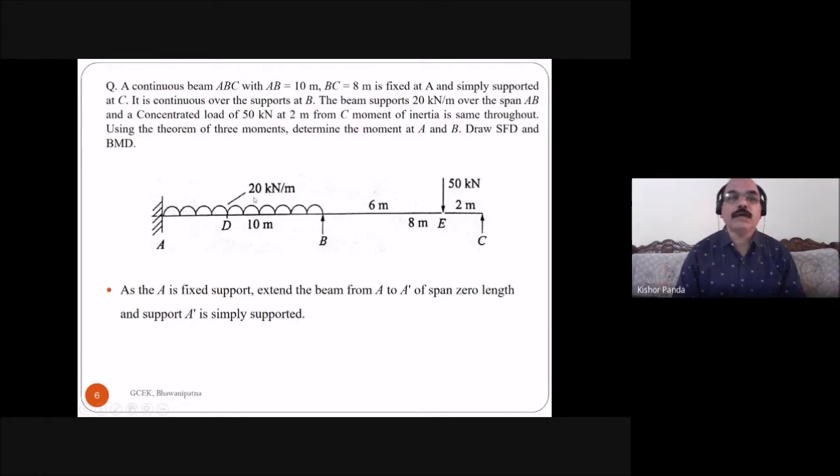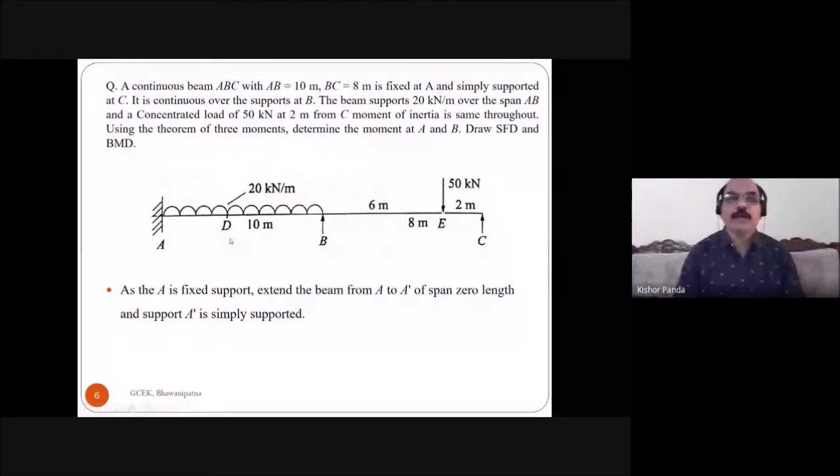What is the intensity of the UDL? 20 kilonewton per meter over the span AB. And a concentrated load of 50 kilonewton is present at a distance of 2 meter from the support C. The moment of inertia is the same throughout, so the moment of inertia of AB and BC is the same. Using the theorem of three moments, determine the moment at A and B.